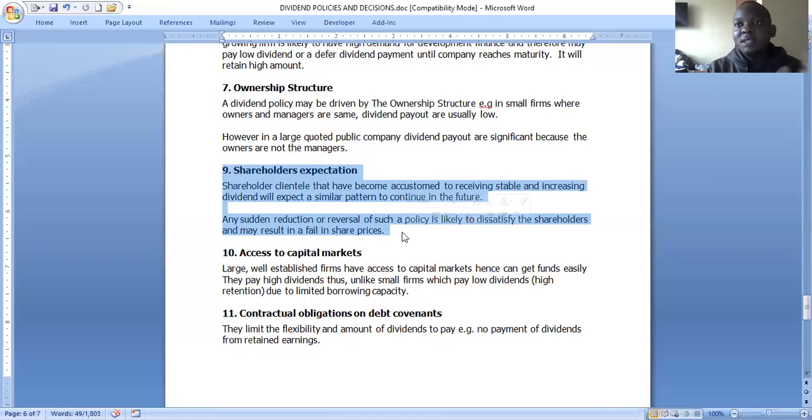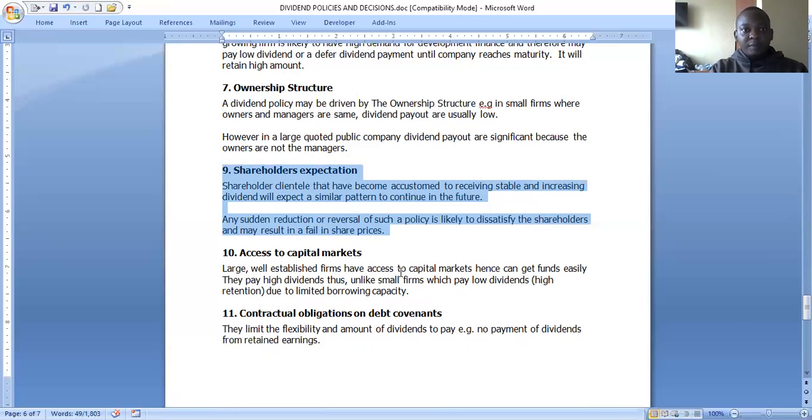So if the business has a certain clientele of shareholders, say the low income shareholders, then the business has to maintain that high level of dividends. And if the business has high income shareholders, then the business needs to maintain that low level of dividends so as to sustain these shareholders. If the shareholders are dissatisfied by the business, they will leave the firm. If they decide to leave, the share prices will go down, and in the end, the value of the firm will be quite low. So as such, the firm needs to maintain that level of dividends so as to sustain their shareholders.